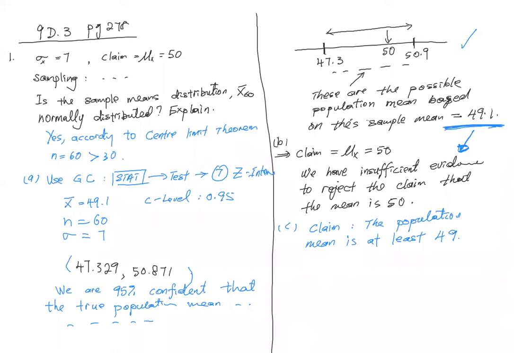So I'm going to illustrate. I have no time to slowly ask you. This is my 47.3 and this is my 50.9. This is the confidence interval. The claim is 49 and above. So how are you going to justify the claim? Is there a chance that the population mean is less than 49?